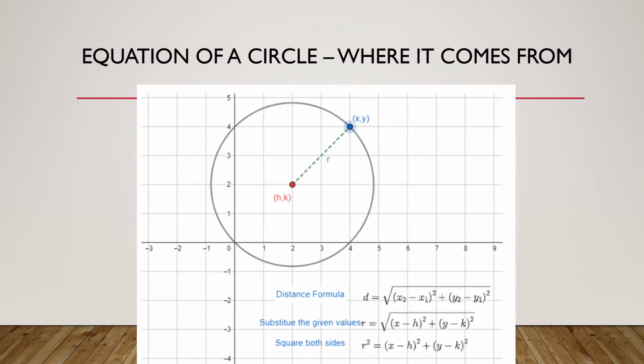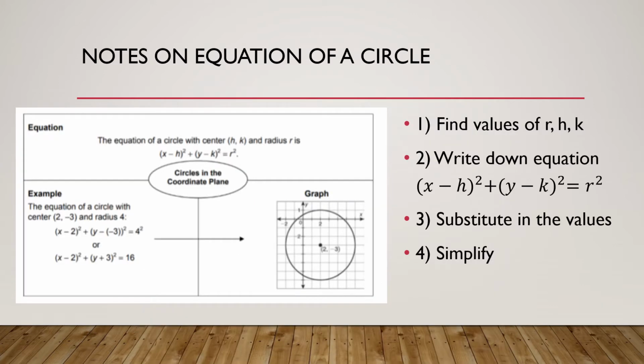The way we derive the equation of a circle is we use our distance formula, which we did at the beginning of the year. We substitute in our values. So if we use h, k as our center and we want to know the distance between the center and a point on the circle, we fill in those values and then we square both sides. That's how we get the formula for the equation of a circle.